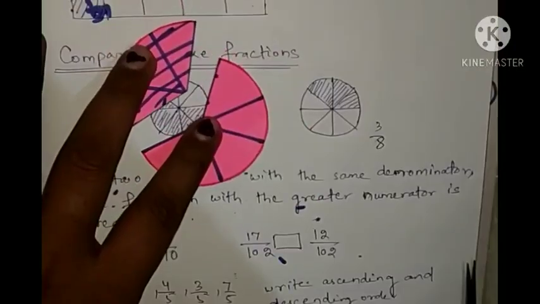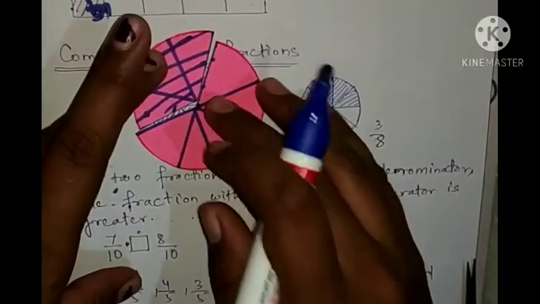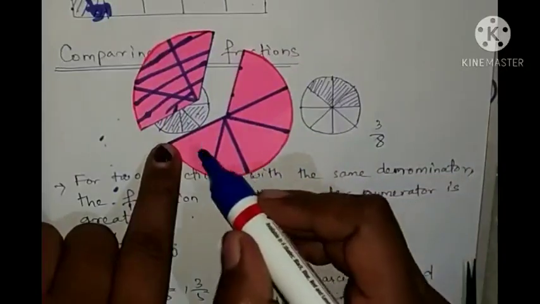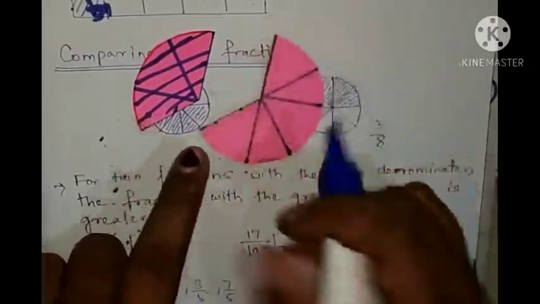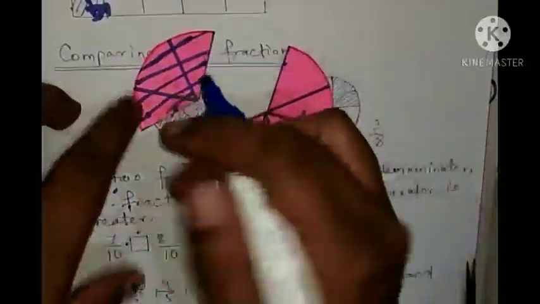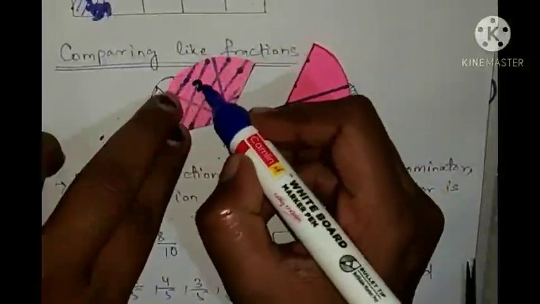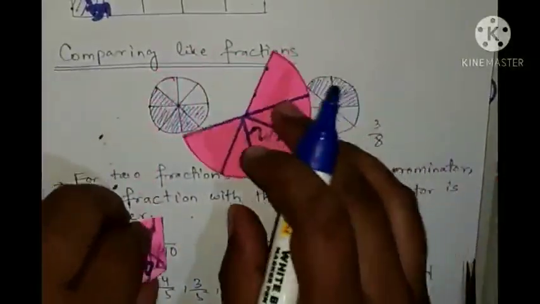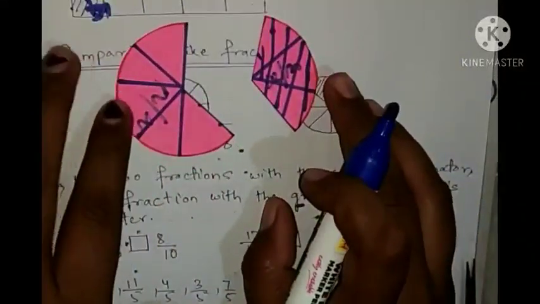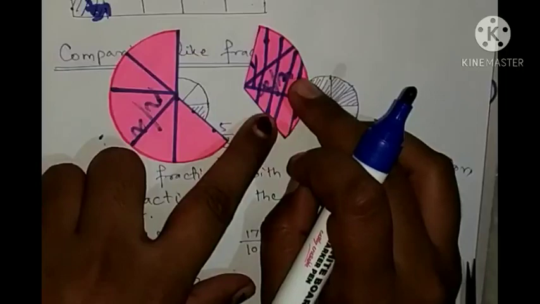So let's see. Look at here, I have cut this whole. So this one is how much? 1, 2, 3, 4, 5. Means this is what? 5 by 8. And here, how many parts are there? 1, 2, 3. So this is what? 3 by 8. So look at here, 5 by 8 and 3 by 8. By looking at the size, you can easily say that 5 by 8 is bigger than 3 by 8.